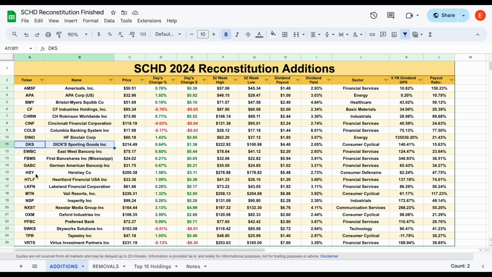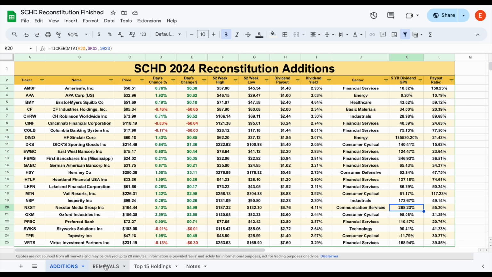Now we can also see the Hershey company was added, and this is a company with a decent starting dividend yield sitting at about 2.73%, and they've also grown their dividend over the past 5 years 62.24%. And then if we come down a little bit further, we can also see a company they added was Nexstar Media Group. This company has a nice starting dividend yield at 4.11%, so a company closer to the higher yield side, but they've also increased their dividend payouts over the past 5 years at a rate of 268%. So that is massive dividend growth for that company.